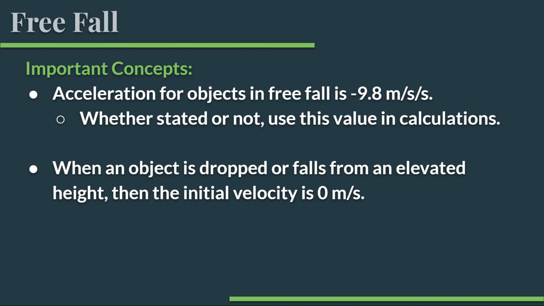When an object is dropped or falls from an elevated height, the initial velocity is 0. I went over these things yesterday. They're not going to be explicitly stated in the question. It's not going to say an object is dropped from 0 meters per second. If it just says an object is dropped, or if it says an object is dropped from rest, you need to assume that that is 0. If it says an object is thrown, it's going to either give you an initial velocity or it's going to give you enough information to solve for an initial velocity. Okay, but your acceleration will be this value in all of our calculations.